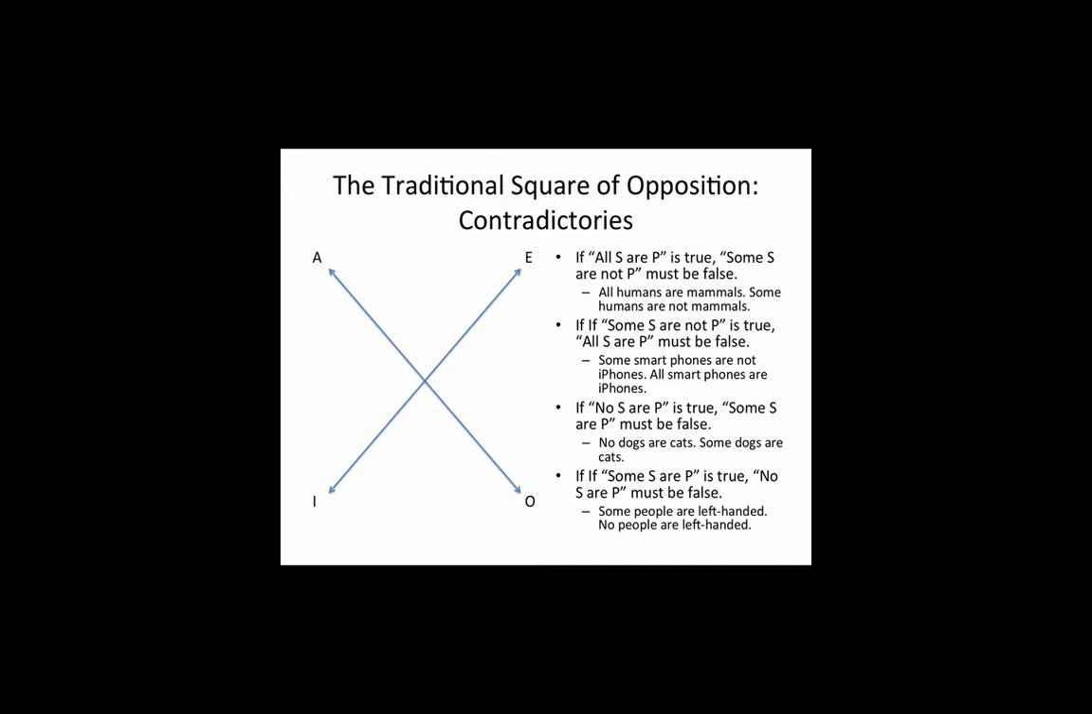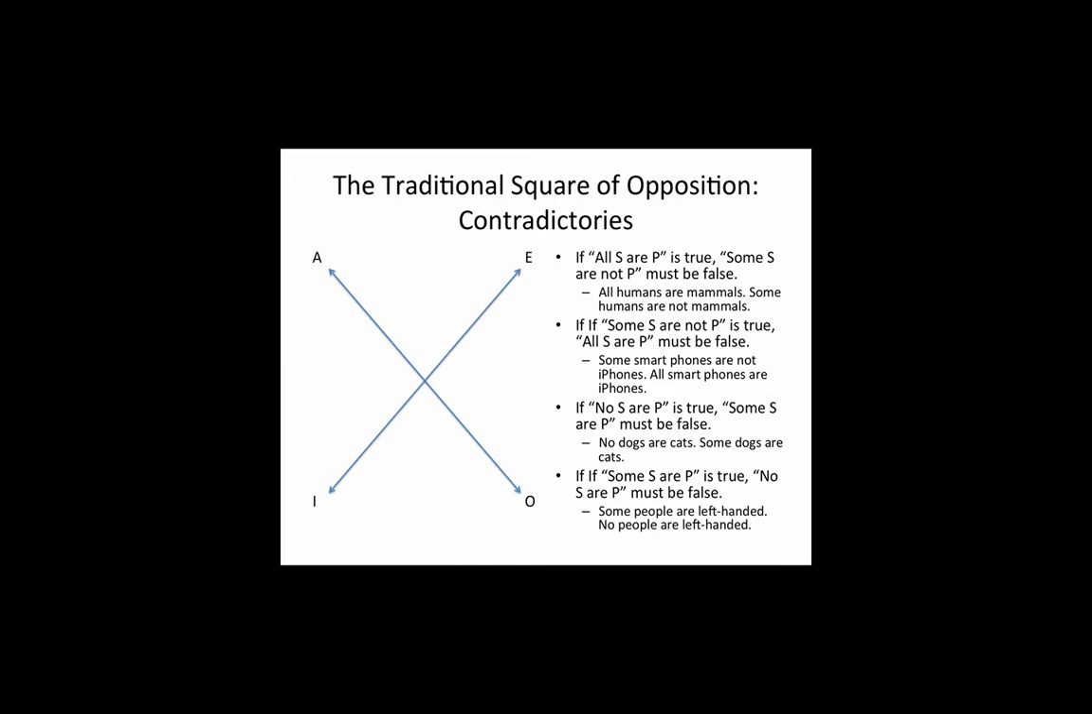So, if an A claim is true, the O must be false, and vice versa. And if an E claim is true, the I must be false, and vice versa. Before moving on, go ahead and pause the video so that you can take a look at the examples.